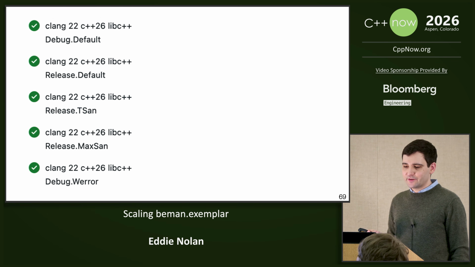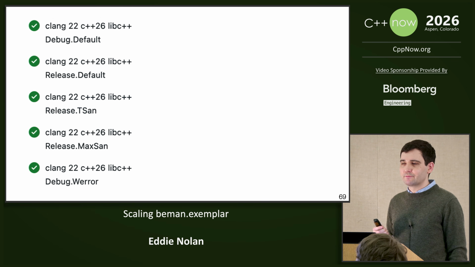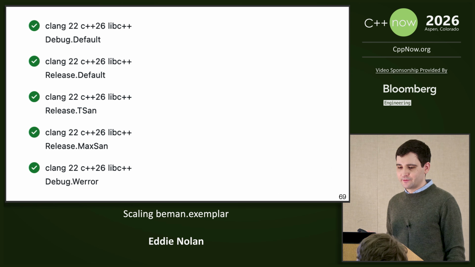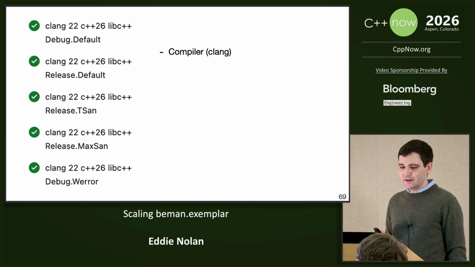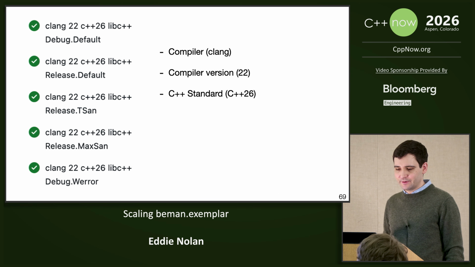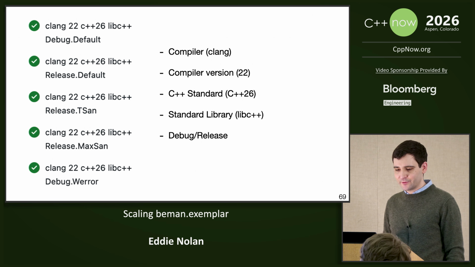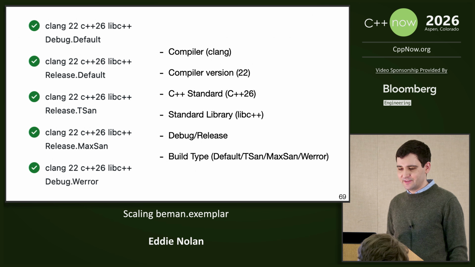So let's look at the parameterization in the new refactored CI setup for Exemplar. We have the compiler, we've got its version, we have the C++ standard, the standard library, debug versus release, and then the build type.